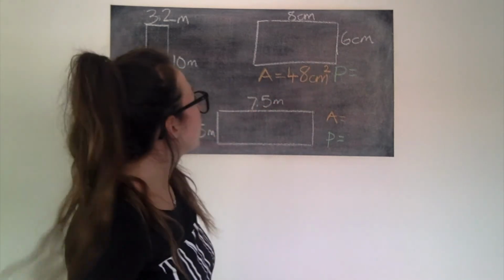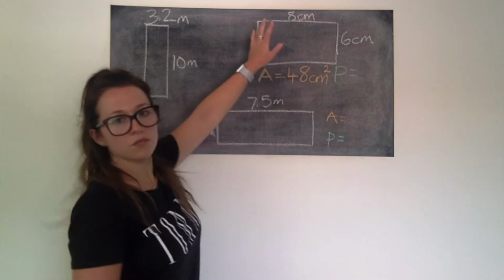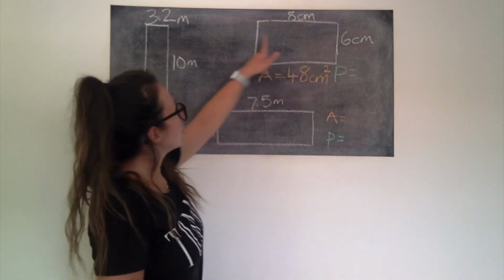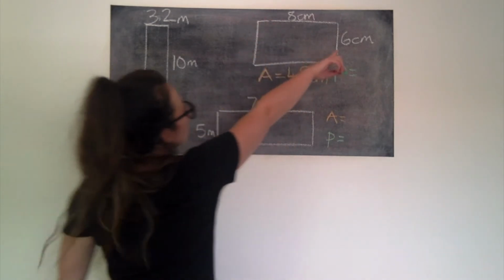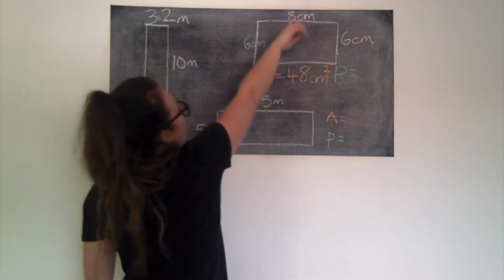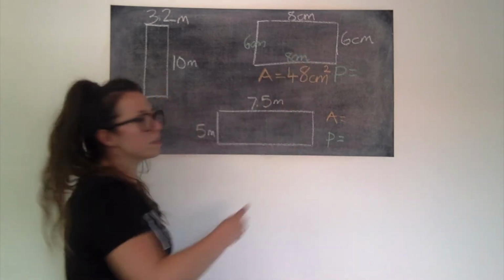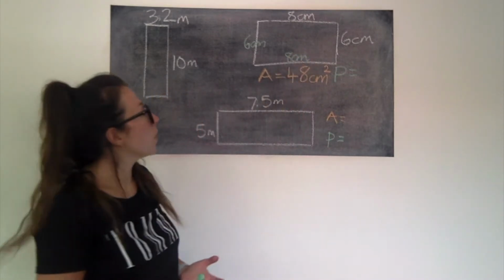Now for our perimeter. For this one, I'm going to fill in the missing information. Because it's a rectangle, I know that the opposite sides are equal. So if this is 6 centimetres, then this is 6 centimetres. And if this is 8 centimetres, then this is 8 centimetres. You can fill this information in if you've drawn them at home as well.